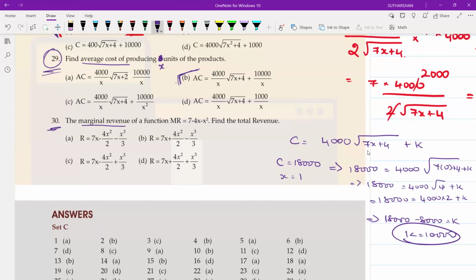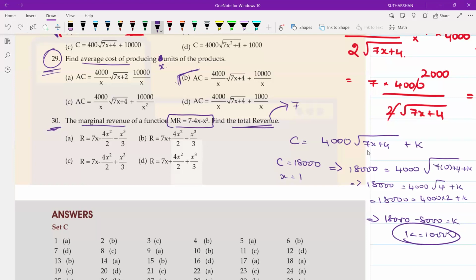The marginal revenue function is MR equal to 7 minus 4x minus x square. What is the total revenue? So we will go with the integration part. If you know differentiation, I will go with the option checking method. Whichever you are comfortable with, you can do. That is 7 minus 4x minus x square.